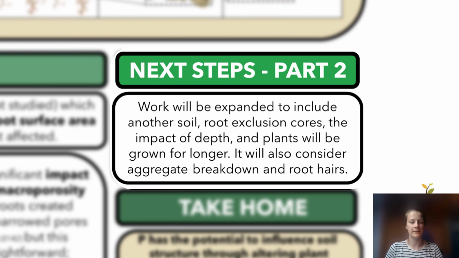For the second part, we're basically expanding on part A by extending the scope of the study to identify whether this proposed mechanism of where phosphorus will impact structure occurs.